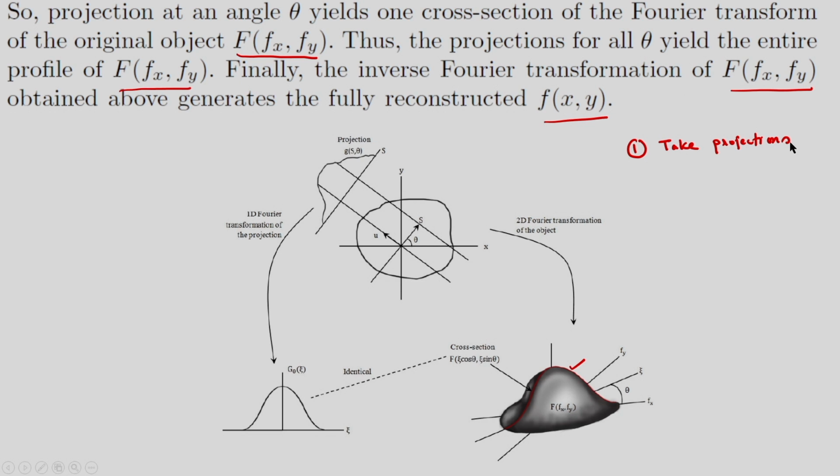So, at different angles I can take the projections, that means in this case I am considering g(s, θ). After this, what I have to do? I have to determine the Fourier transform of the Radon transform, the Fourier transform of g(s, θ), that is the 1D Fourier transform. So, I am getting this profile. Like this I have to consider all the 1D Fourier transforms and I have to combine them.